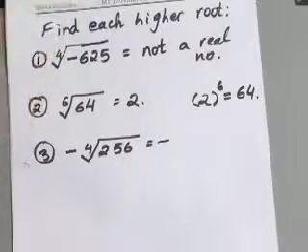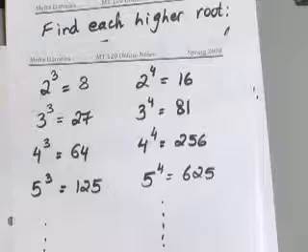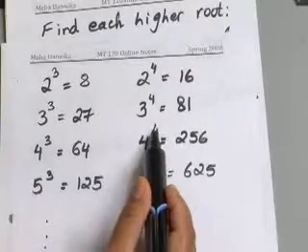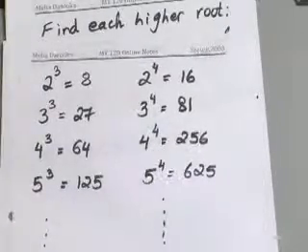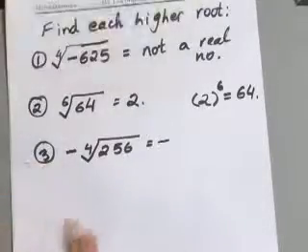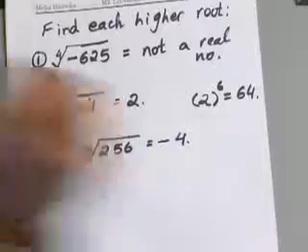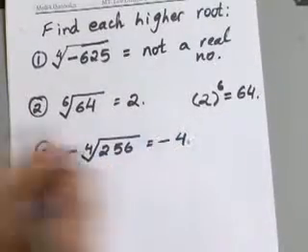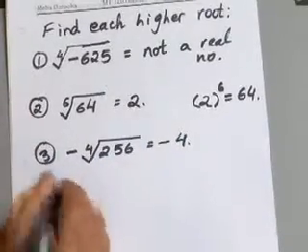Again, you can try and use that table that I was talking about earlier, and in this case you will see if you take 4 to the fourth power, you get 256. So that tells me fourth root of 256 is going to be the number 4 itself, and then of course we carry over our negative sign.